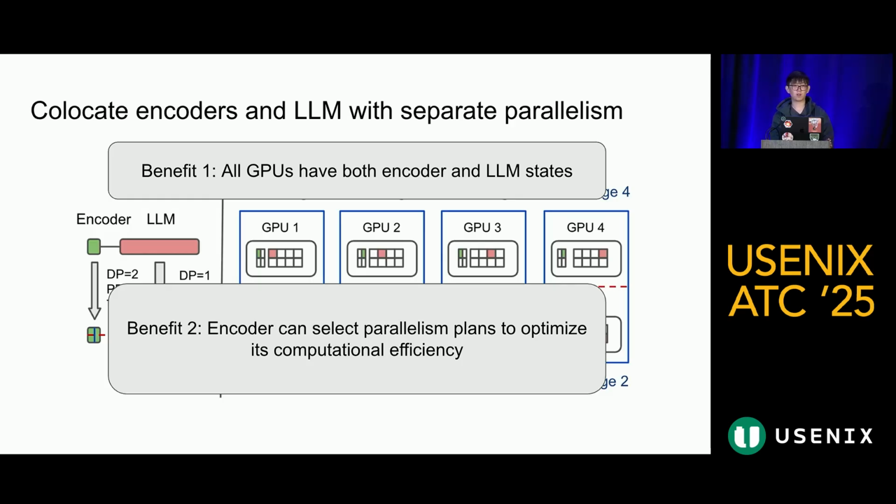The traditional 3D parallelism approach uses the same parallelism plan for both encoder and LLM, but the encoder's model architecture itself is inherently different from the LLM. For example, it can have a smaller hidden size. When you use a large tensor parallelism, it actually cannot achieve good computation efficiency. By collocating the encoder and LLM with separate parallelism, you can choose the parallelism plan that suits the encoder best.